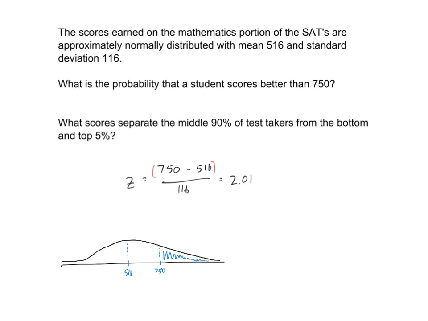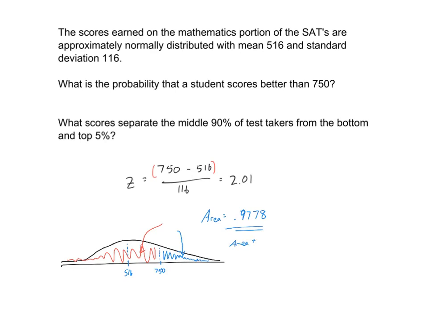Well, what we do is we still use Table 5 and get everything to the left, and the only difference is we're going to subtract that amount from 100%. 100% minus everything to the left gives me everything to the right of that score. Okay, so we've got our z-score of 2.01. I'm going to go over to Table 5 and find that 2.01 corresponds to an area of 0.9778.